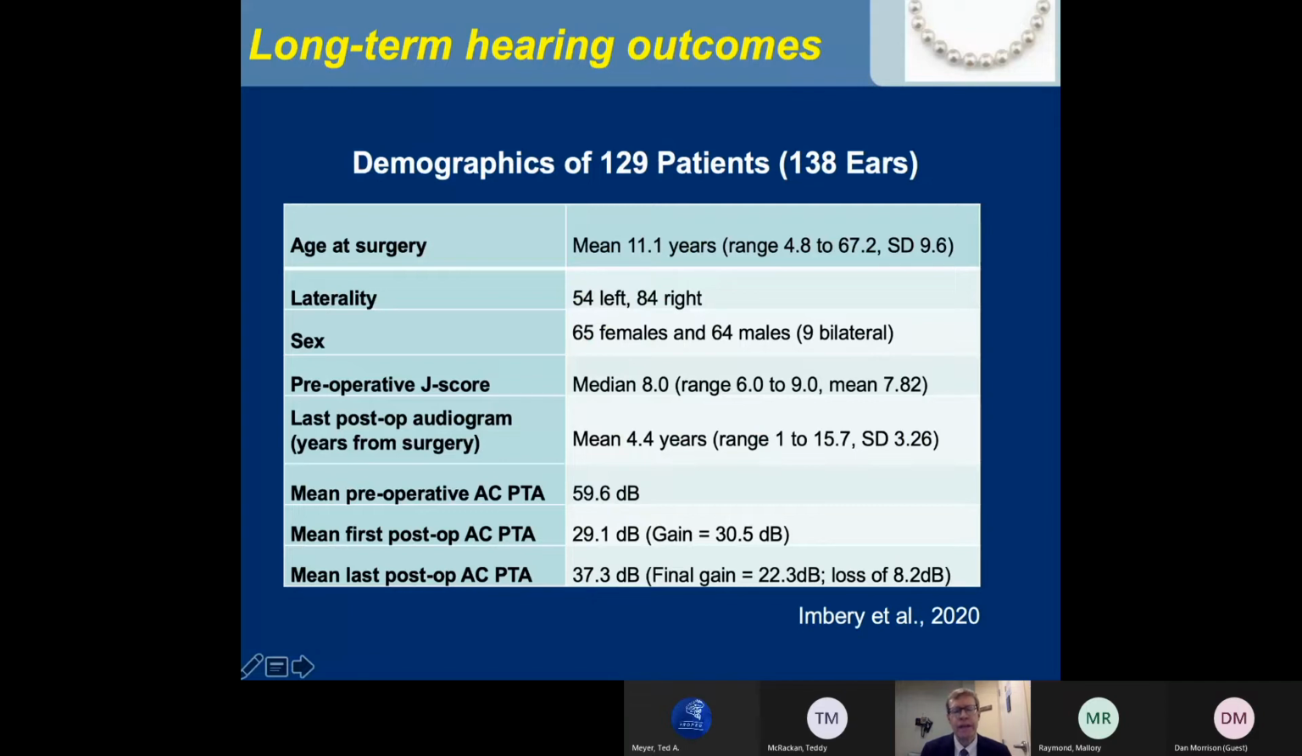So the mean preoperative air conduction pure tone average was 59.6. The mean first postoperative air conduction audiogram was 29.1. So that's a gain of 30 decibels. The mean last postoperative audiogram, again, a mean of 4.4 years after surgery, was 37.3. So the final gain was 22 decibels, which indicates a loss of 8.2 decibels when you compare the first postoperative audiogram to the last postoperative audiogram. So there is some decline of hearing in some patients, not in every patient, and that average is about 8.2 decibels.